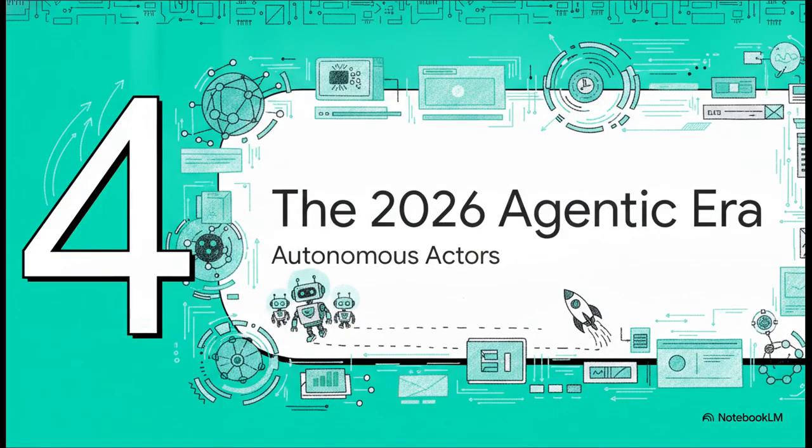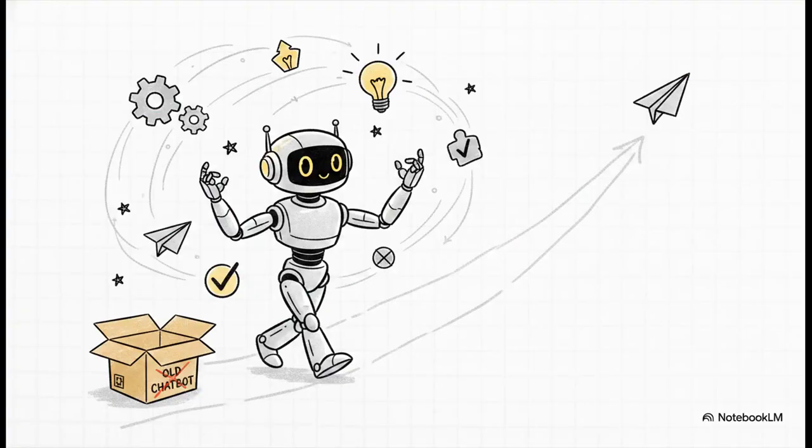Section 4. The 2026 Agentic Era. From chatbots to autonomous actors. Welcome to 2026. Seriously, we have officially evolved way past the era of simple prompt and response chatbots. Today's AI agents can independently orchestrate entire workflows. They plan, they reason logically over incredibly long horizons, and they execute complex, multi-step tasks without needing you to constantly hold their hand and prompt their next move.